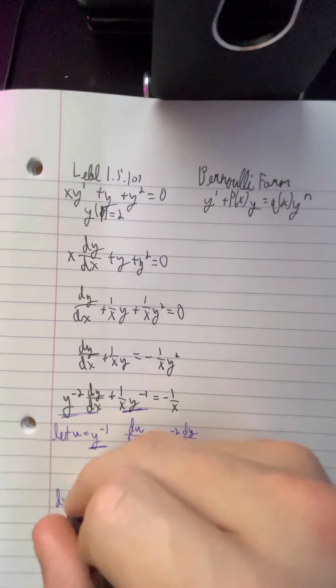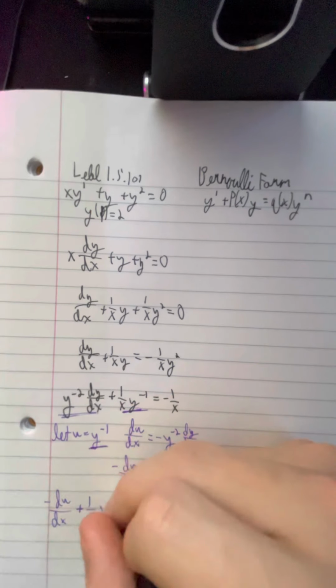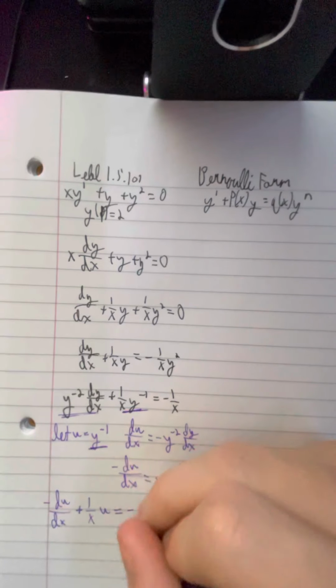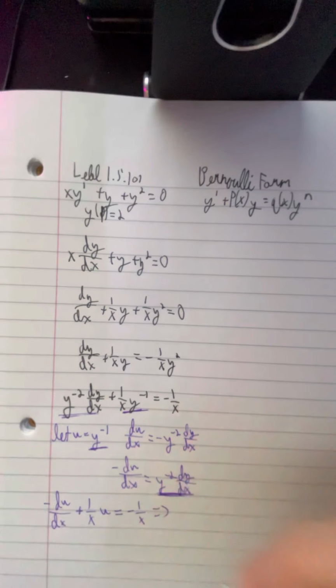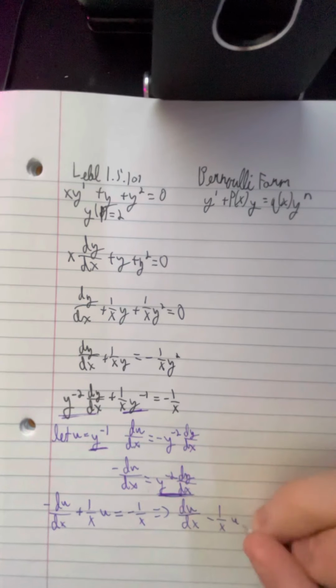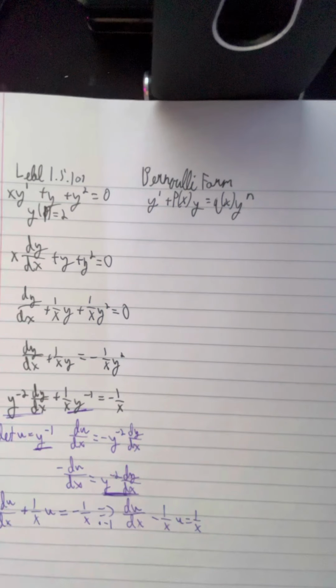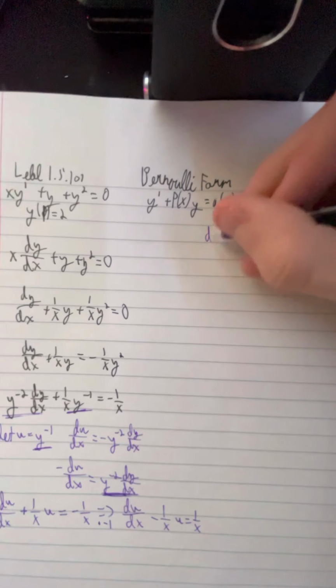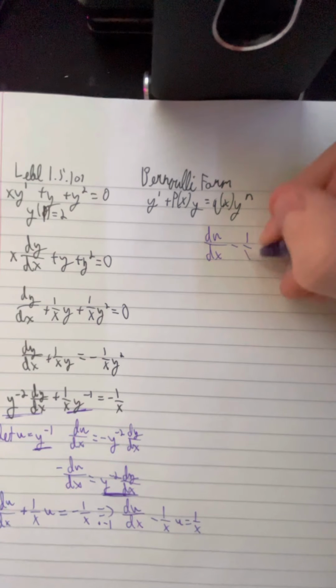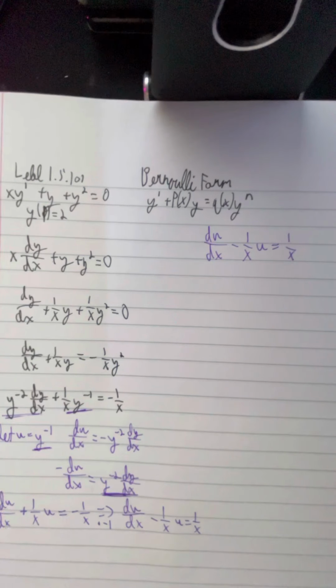That is going to give us -du/dx + (1/x)u = -1/x. We're going to instantly rewrite this as du/dx - (1/x)u = 1/x. All we're doing again is multiplying times negative 1 to get it into that form. I will rewrite this at the top over here: du/dx - (1/x)u = 1/x. And that is a linear differential equation.